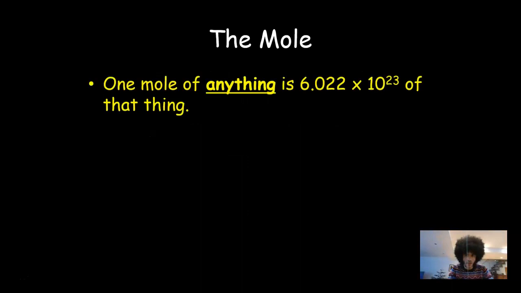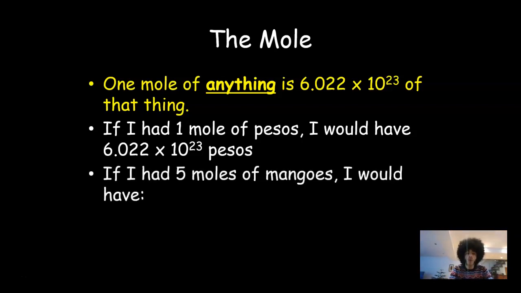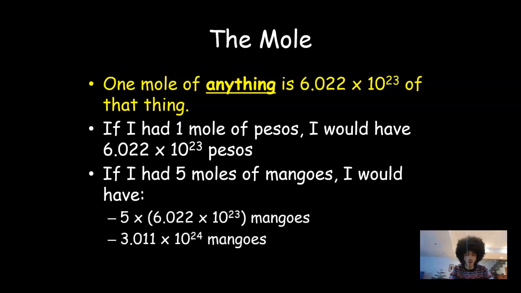Now, let's talk about calculations. Now, 1 mole of anything is 6.022 times 10 to the 23. Therefore, if I had a mole of pesos, I would have 6.022 times 10 to the 23 pesos, which would be quite a lot of money. If I had 5 moles of mangoes, I would have the number 6.022 times 10 to the 23 multiplied by 5, which in this case would be 3.011 times 10 to the 24 mangoes.